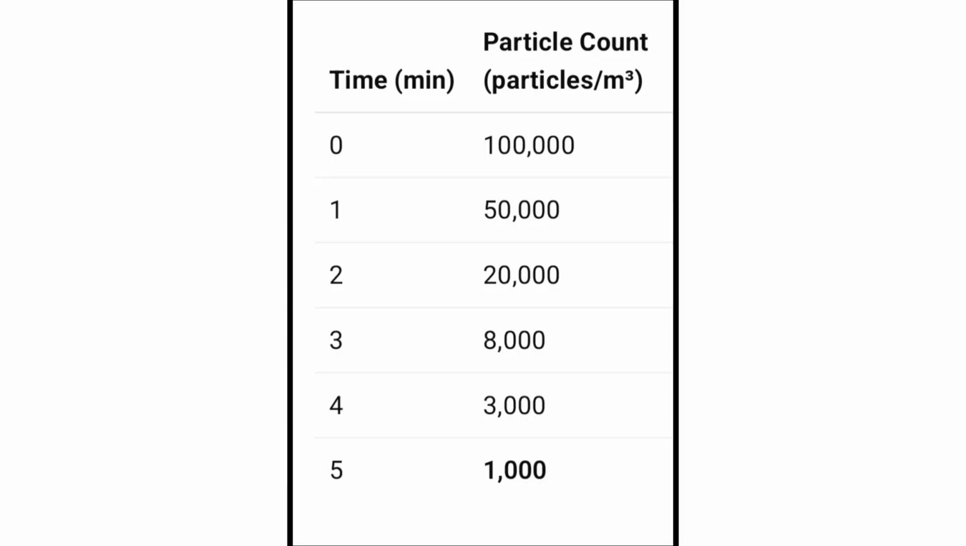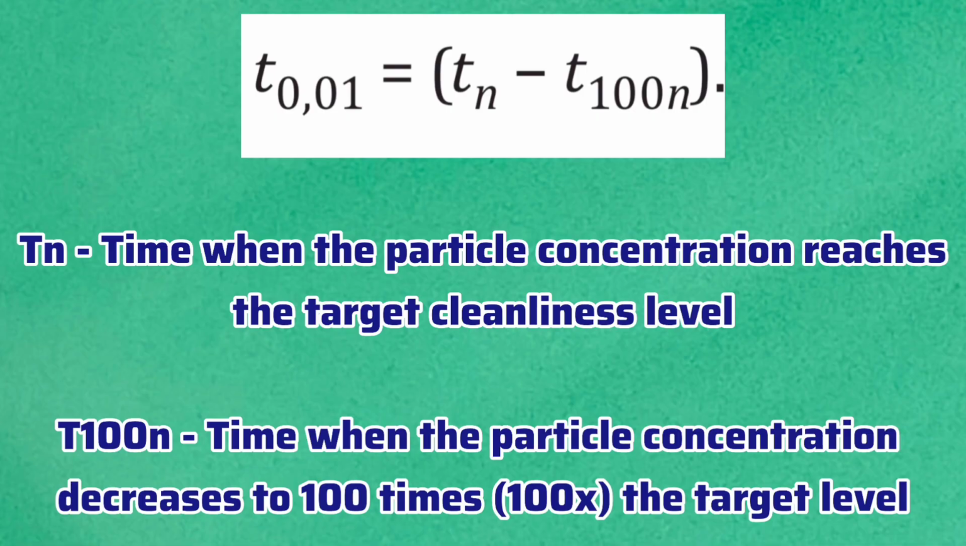I am showing one image for NVPC data. This is just for an example. Next, we have to calculate the time with this formula: T 0.01 is equal to Tn minus T 100n. Tn is equal to the time when the particle concentration reaches the target cleanliness level. Here that is 1000. T 100n is equal to the time when the particle concentration decreases to 100 times the target cleanliness limit. Here we take an example of 1 lakh.